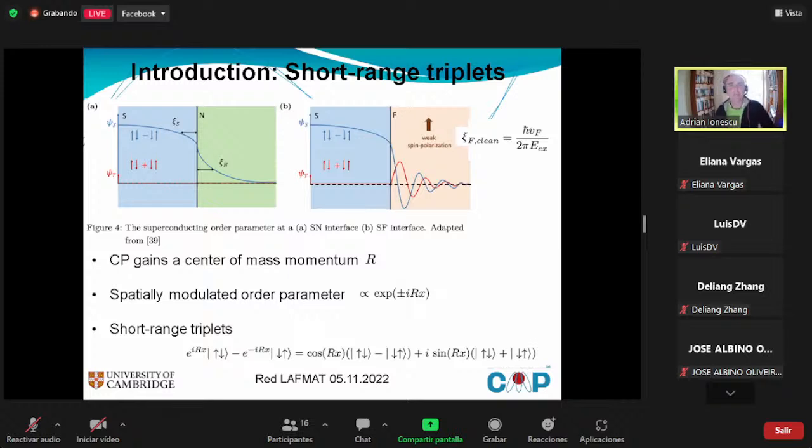If you look at the superconducting order parameter at the superconductor normal metal interface, which is shown on the left, for a triplet pair there is no possibility, not in the superconductor, and hence nothing in the normal metal. So you have your singlet state, and that diffuses and dies out in the normal metal after a while. This is not the same when you replace the normal metal with the ferromagnet. Then you have some kind of oscillation. The Cooper pairs gain some center of mass momentum, and you have some spatially modulated order parameters. So the singlet and the triplet pairs show some features in the weak polarized ferromagnet.